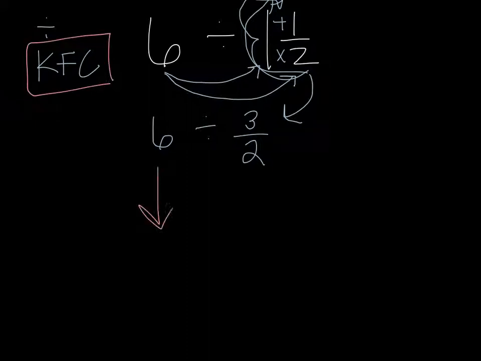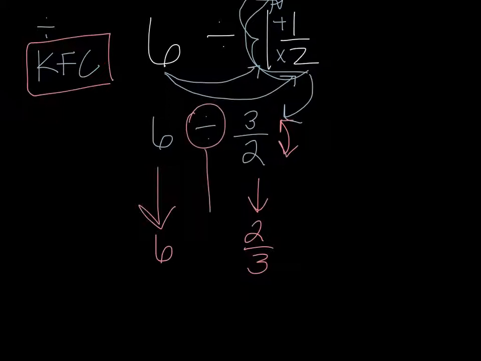K stands for keep the first number the same. F stands for flip, so instead of 3/2, I'm going to change this to 2/3. And the last step is to change this division sign to multiplication. In order to multiply a whole number, 6 times 2/3, I have to give it a denominator of 1. And now I'm going to multiply across.